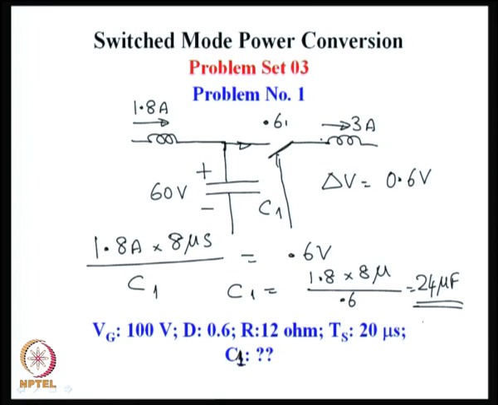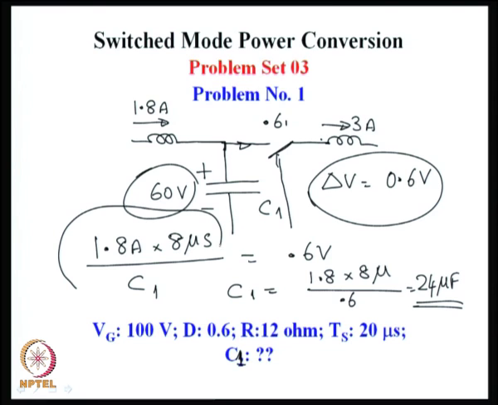So, in this particular example, if we wish to keep the voltage ripple at 0.6 volts for an average voltage of 60 volts on the capacitor C1, the charging current into the capacitor is 1.8 amperes for 8 microsecond, the capacitance value is C1, and the ripple voltage is 0.6 volts, which is 1% of 60 volts. By equating this relationship, I can find the value of C1, and that is 24 microfarad.